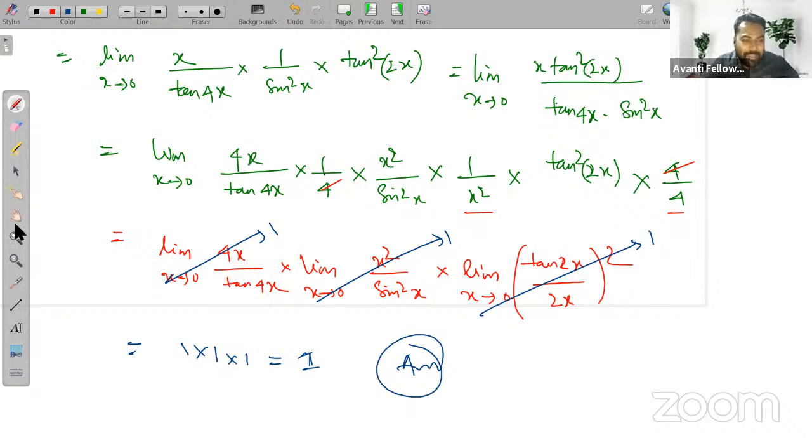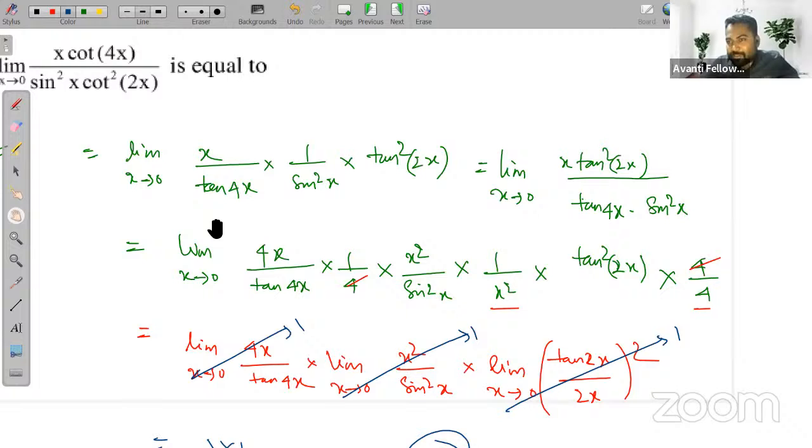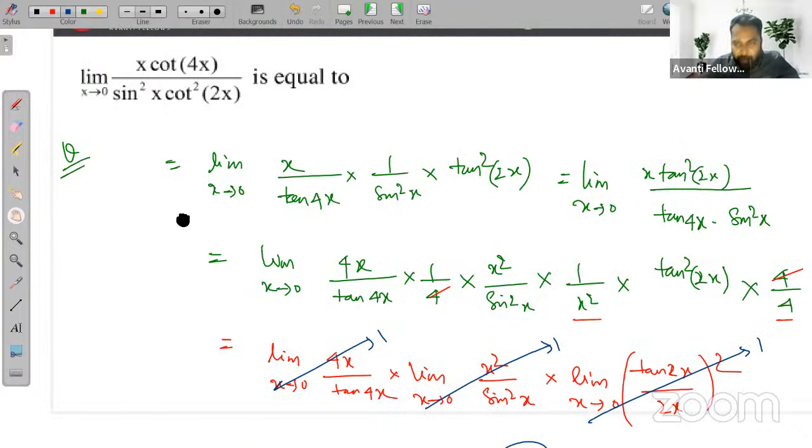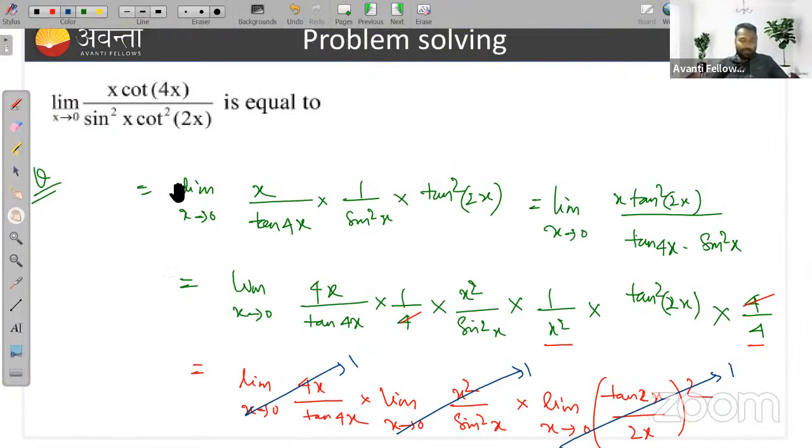It's an easy question, right? An interesting question also. You just have to rearrange the function so that the given function is in the standard limit form. We can use the standard limit formulas to easily solve this type of question.